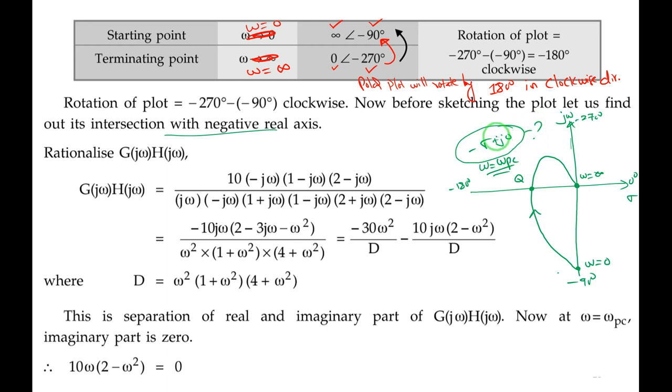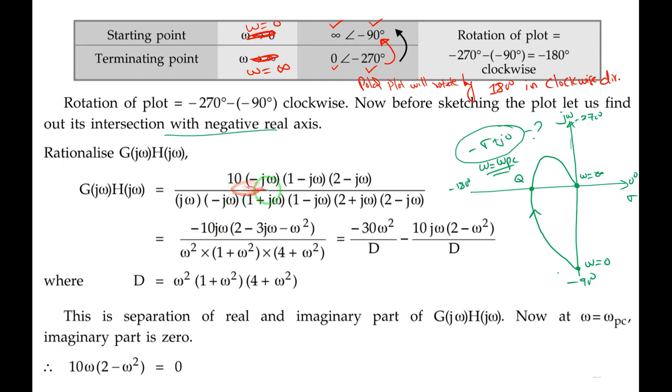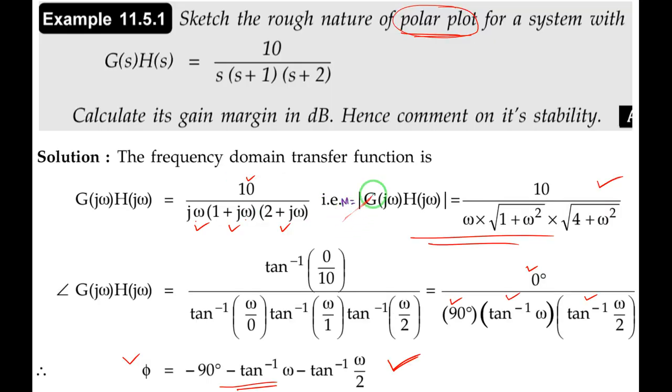mathematically. We know that, right? So first rationalize. I cannot show you here, so let me go to the next slide. Okay, here it is. G of j omega and H of j omega equal to 10 divided by this. So let me rationalize here.